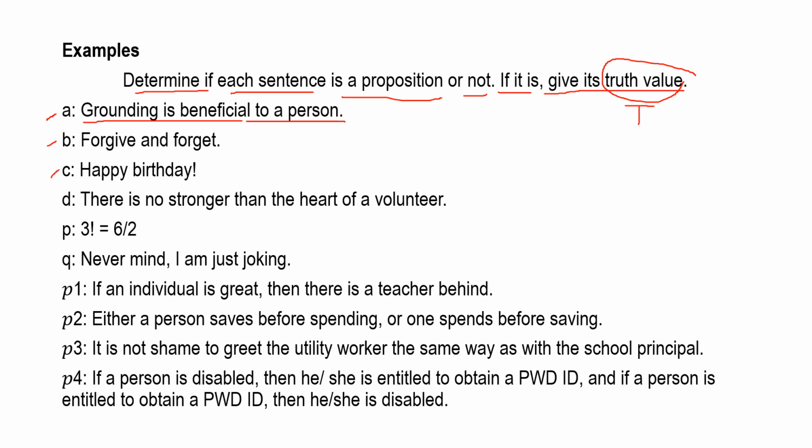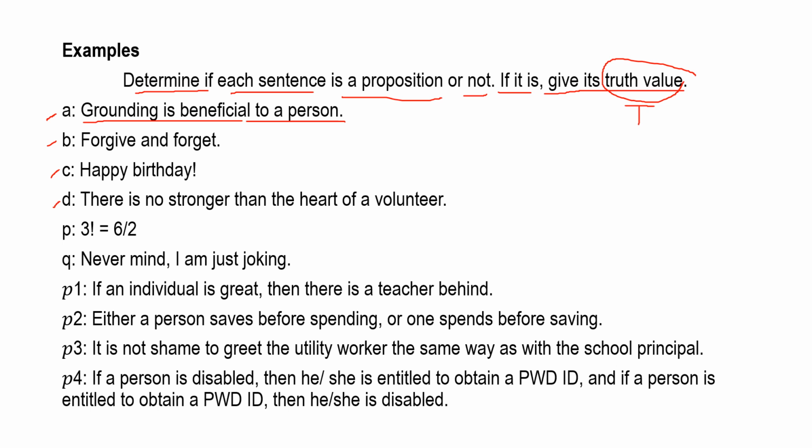For letter C, happy birthday. Happy birthday, is it a declarative sentence? Definitely not. Because for happy birthday, there's an exclamation point there. It is an exclamatory sentence, which makes it not a proposition also. Again, because a proposition is only a declarative sentence that can be true or false but not at the same time.